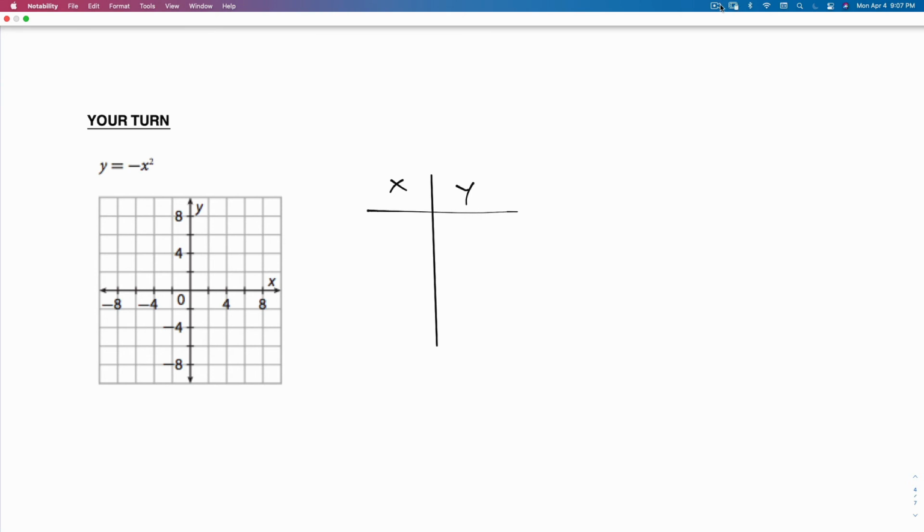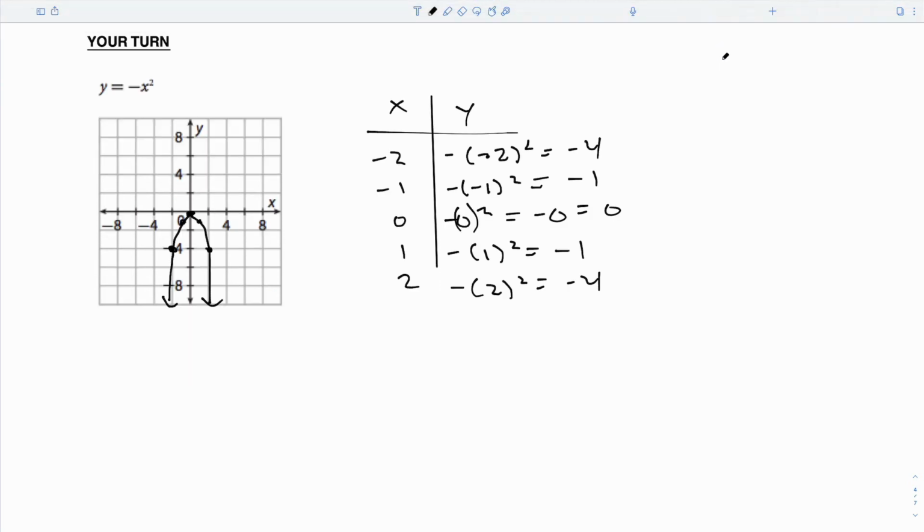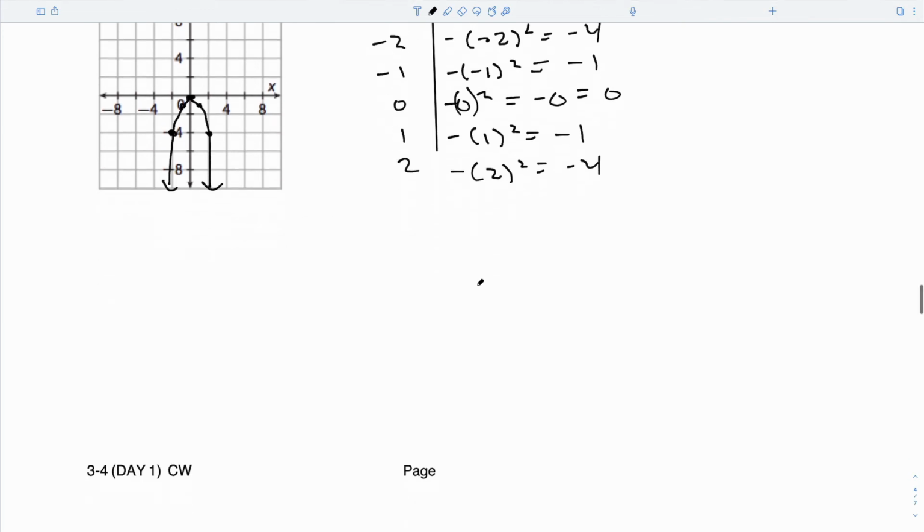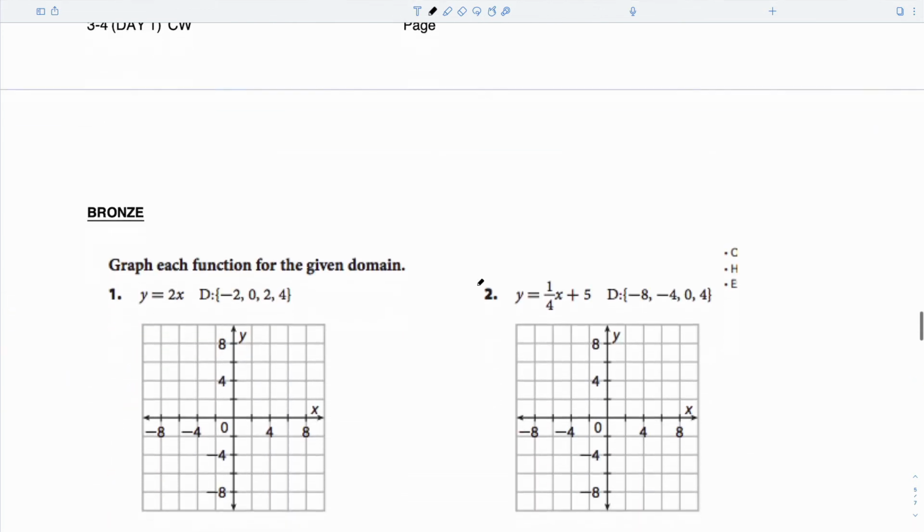Pause it if you need to. Okay, so you should have had something that looks like this. This is the parent function only negative, and remember a negative parabola will always face downwards. Okay, flip your page, please.